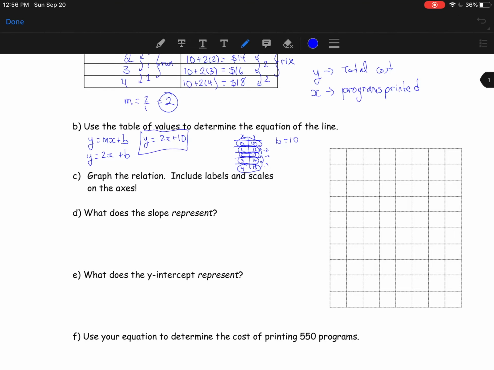All right, so I'm going to draw in, let's see here, we go from 1 to 4. So here is my x and y axes, draw them in. Now let's get labels. Remember, the x always goes along the bottom, and the y runs up and down. So we called our x programs printed, and we called our y variable the total cost.